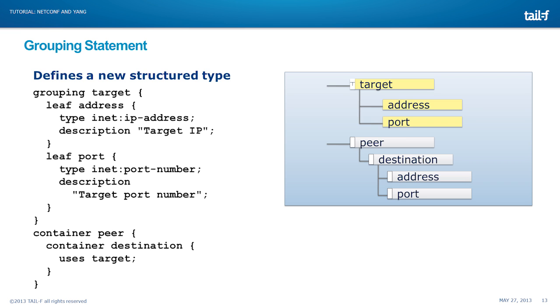Container in Yang organizes our tree or our hierarchy. So we see a pictorial representation of that on the right. We've got peer and destination in our tree, and then after destination, both address and port show up from having the grouping. When we look at the tree, there's no sign of the grouping once it's been used. Simply the content of the grouping shows up at that location. You will commonly have groupings you use across all your Yang models. You'll commonly have typedefs you use all across your Yang models.